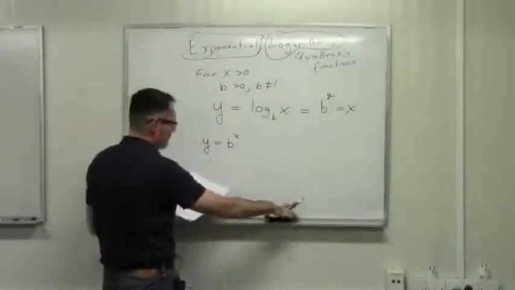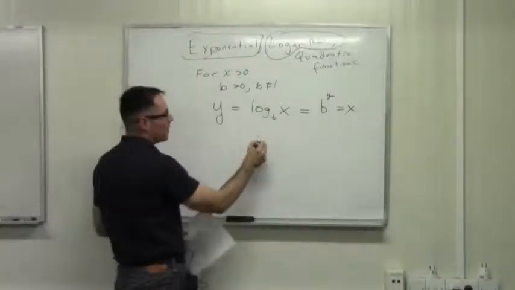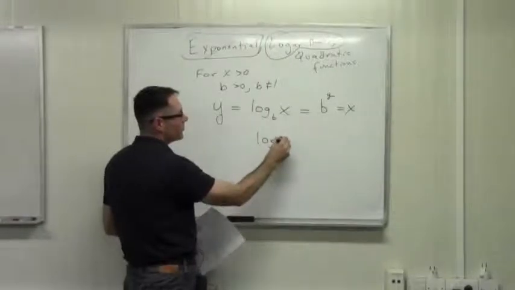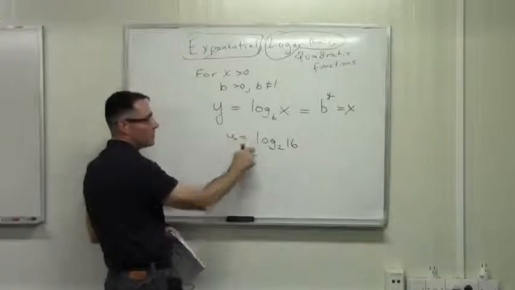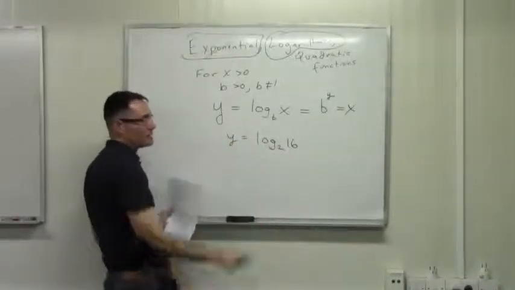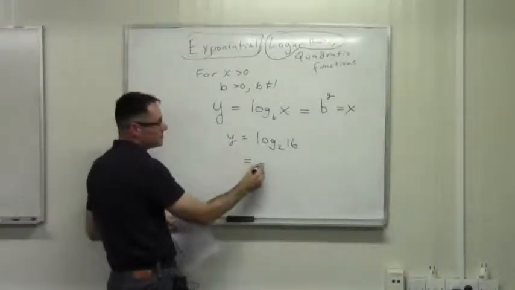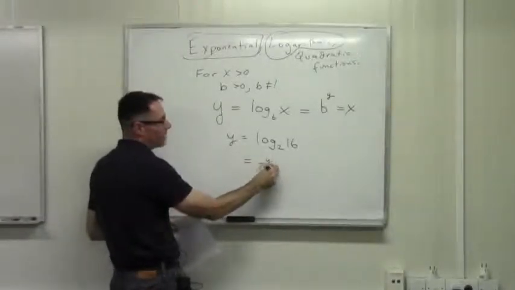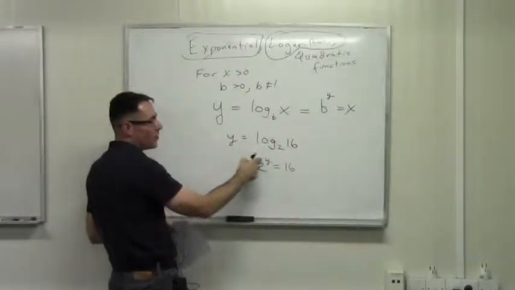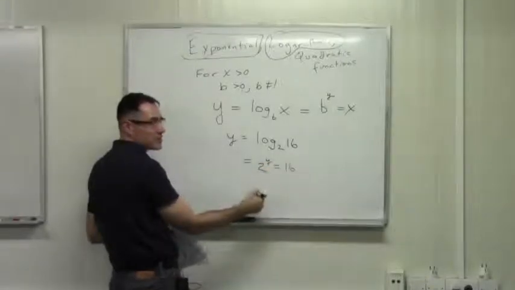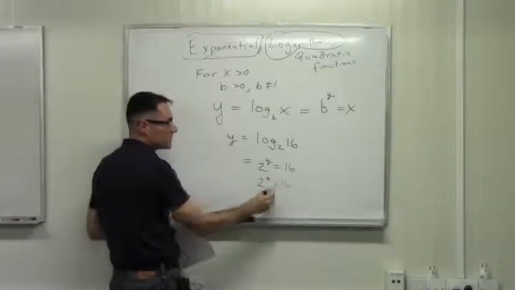It's the exact opposite. This is how we would write something like this: log base 2 of 16. How would I rewrite that? y equals log base 2 of 16. How would I rewrite that? 2 to the y equals 16. So in this case, 2 raised to what power equals 16? 2 to the 4 equals 16.